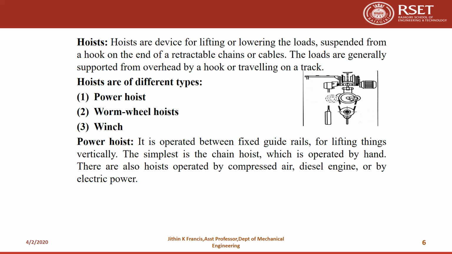Now, a power hoist is operated between fixed guide rails for lifting things vertically. This is the simplest, the chain hoist, which is operated by hand. There are also hoists that are operated by compressed air, diesel engine, or electricity.